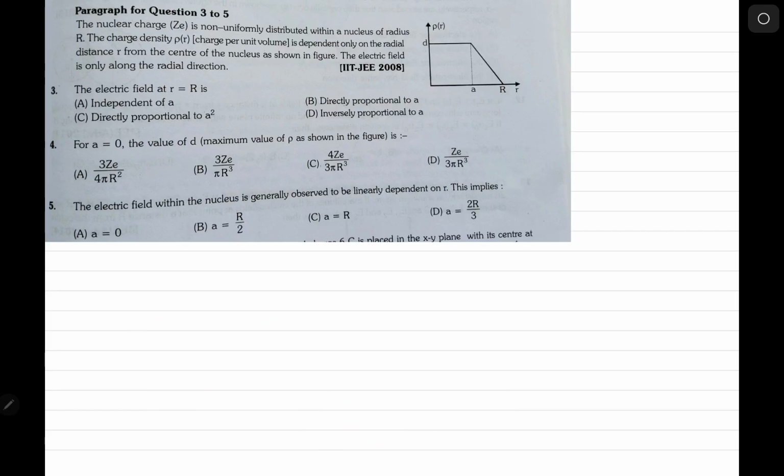Okay, let's see this question now. It is again related to the solid sphere, where the density is constant and variable. A nuclear charge Ze is non-uniformly distributed within a nucleus of radius R. The charge density rho(r) is given by the graph. The electric field is only on the radial edge. The electric field at r equal to capital R. So this is our nuclear charge Ze. The total charge on this one is Ze.